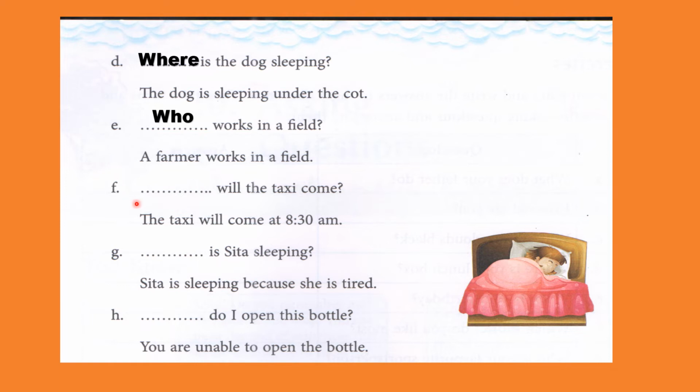F. Dash will the taxi come? The taxi will come at 8:30 a.m. You want to know that here they have told the time. So, When will the taxi come? G. Dash is Sita sleeping? Sita is sleeping because she is tired. So here the question word will be: Why is Sita sleeping? H. Dash do I open this bottle? You are unable to open the bottle. So the question word will be: How do I open this bottle?